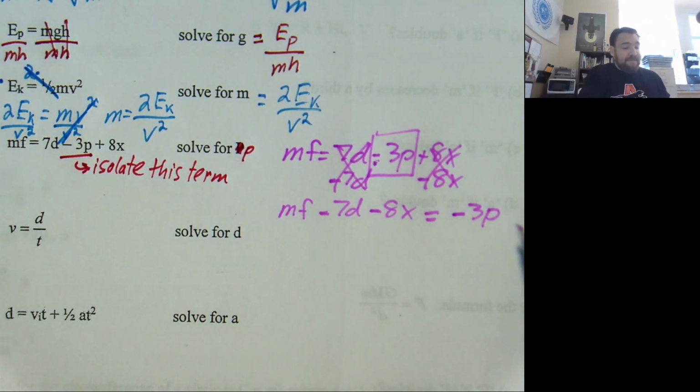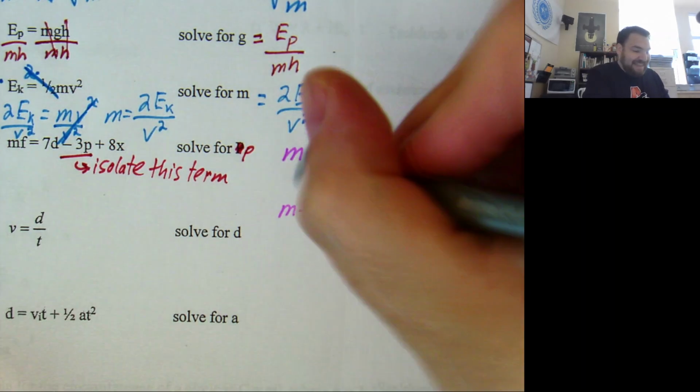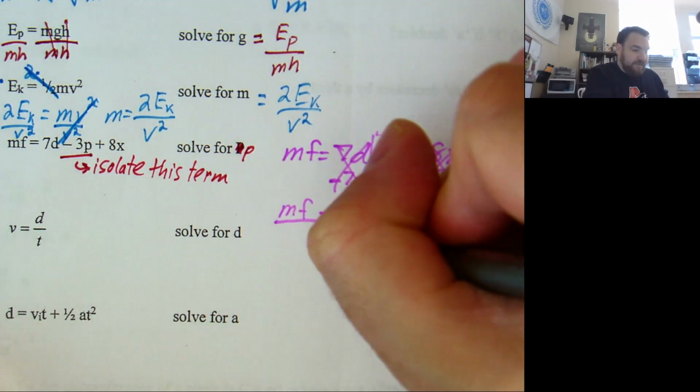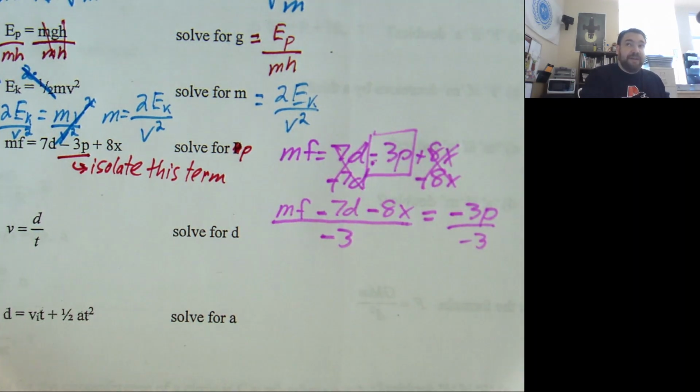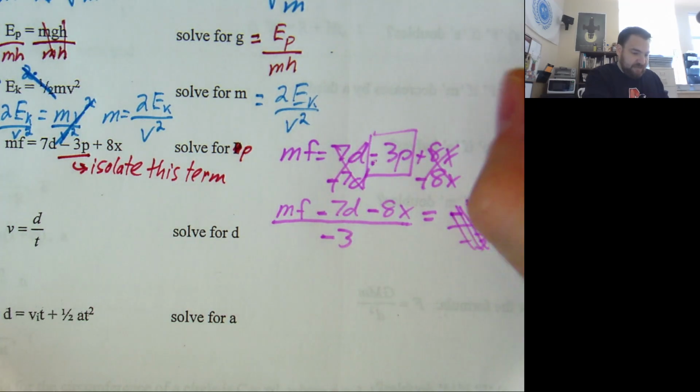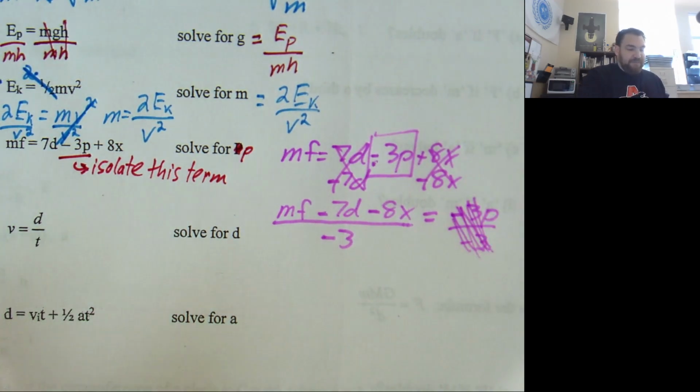And then my last step to get p by itself. Now this is when we're going to deal with any multiplication or division. Yeah, Lena? Yeah, we're going to divide this by negative 3 and this entire side by negative 3. This is going to cancel because negative 3 divided by negative 3 is 1.